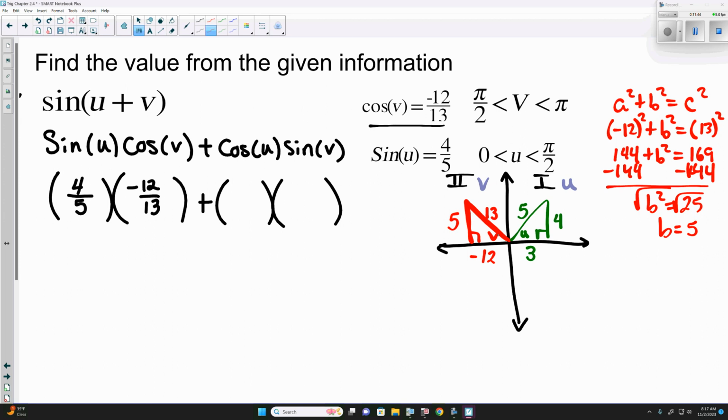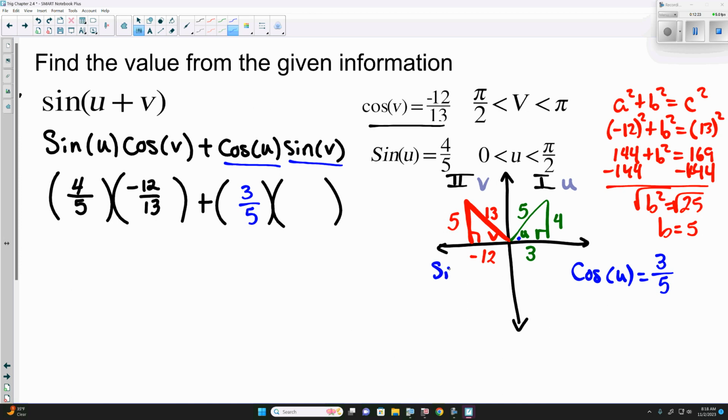Now, the reason we go about doing this is this actually gives us a lot of information, because what we're missing for this is cosine of u and sine of v. Well, cosine of u, I'll write it down here. Cosine of angle u, so over here, is adjacent over hypotenuse. Well, from the beginning, we knew the hypotenuse was 5. Now we know the adjacent side, which is 3. So cosine of u is 3/5.